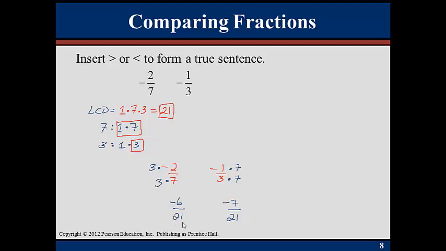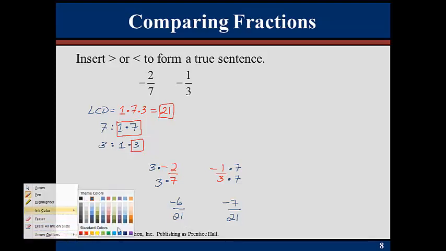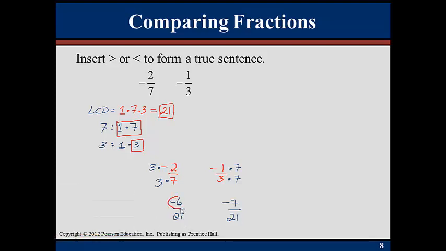Once the bottom numbers are the same, remember we compare the numerators only. So negative 6 is what in comparison to negative 7? Negative 6 is greater than negative 7. Therefore, negative 6 over 21 is greater than negative 7 over 21.